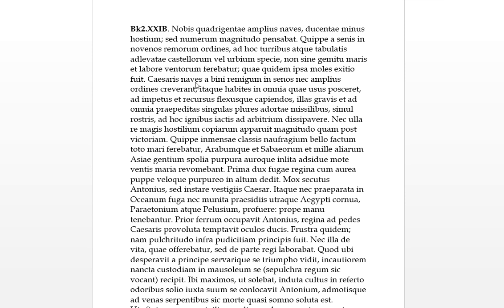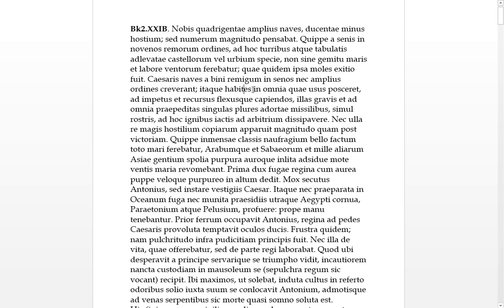Caesaris naves, plural, the ships of Caesar, a binis remorum in senos, from two of rowers into six. Contrasted with these other ones, they went from six into nine. And so Caesar's ships go from two rows of rowers, oarsmen, whatever you want to call them, into six. Nec amplius, there was no more ordines, these are the rows of these oarsmen, crescerant. This is how it increased from two to six. Crescerant means increased. Itaque, and so, accordingly.